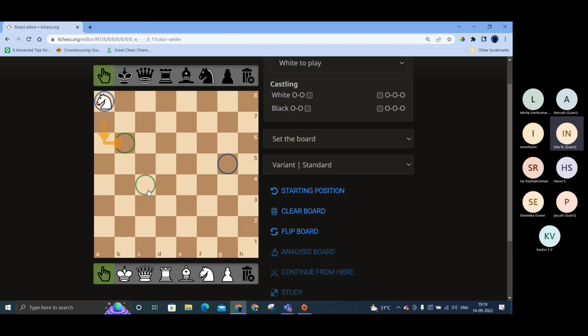From C4, where do you want to move the knight? From C4. To E3, ma'am. You want to go to E3? Okay, I'll take this as an option. Can you tell me the next move? From C4, do you have any other option to go from C4?